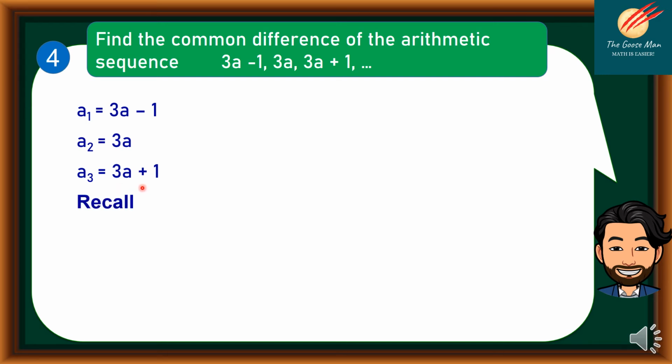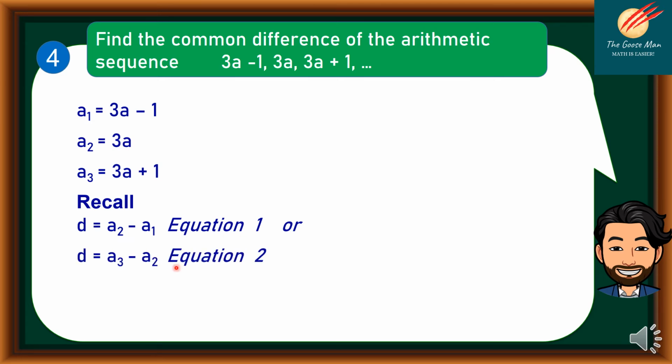Now, let's recall also that the common difference is equal to the difference of two consecutive terms. So if I have the second term minus the first term, this is my equation number 1. Or I can say that the common difference is equal to the third term minus the second term. So I can use this one as my second equation.